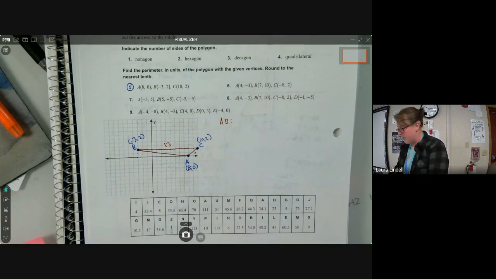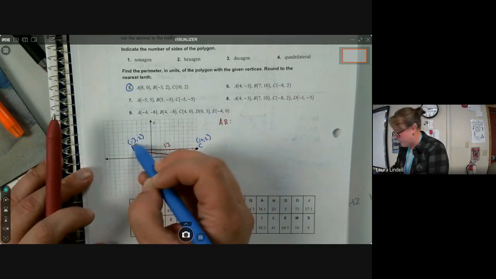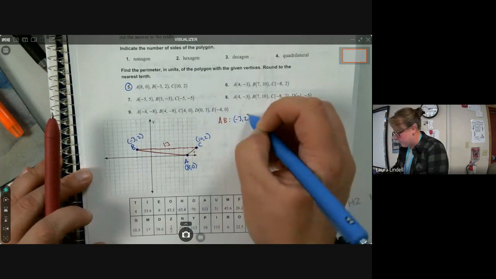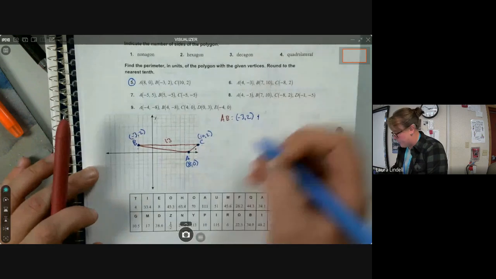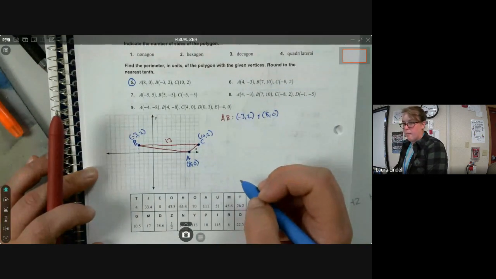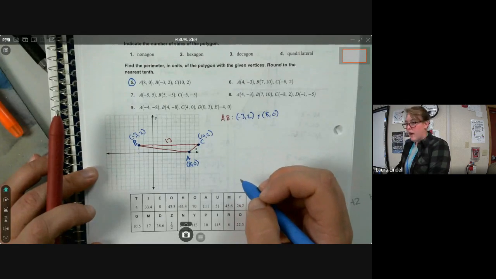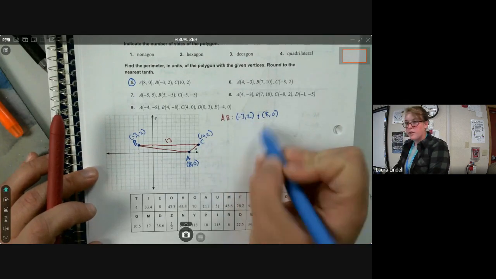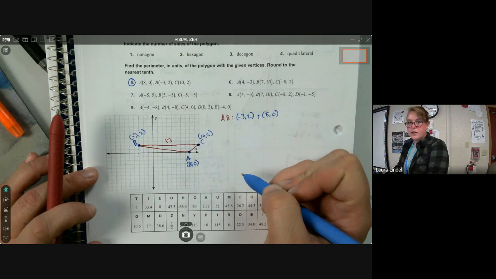So for AB, this one right here, we're going to use this coordinate, -3, 2, and this coordinate, 8, 0. So pause the video here real quick. Try the distance formula out with these 2 coordinates, see what you get, and then restart it to see if you did it right.